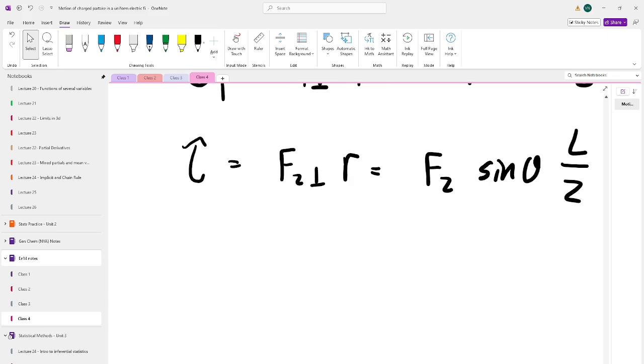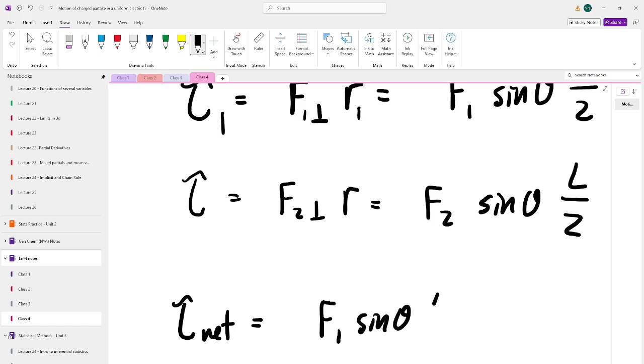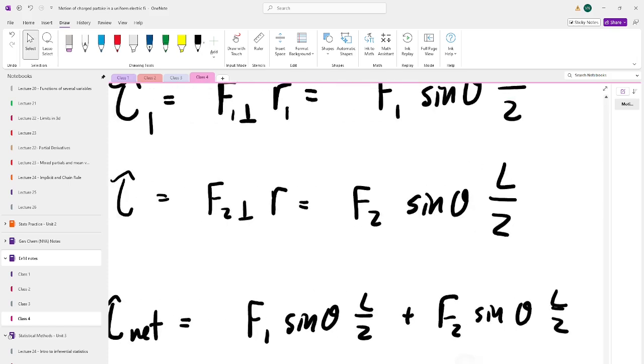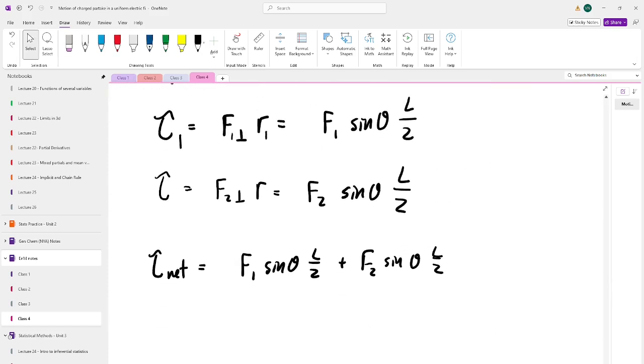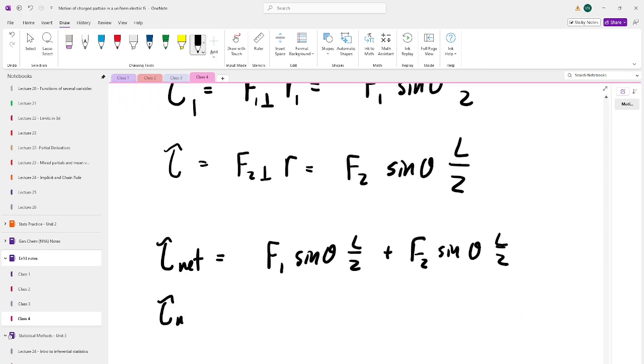So, if we calculate the net torque, so torque net, we get that it's equal to F1 sine theta L over 2 plus F2 sine theta L over 2. But of course, F1 is equal to F2, so we can simplify this equation. Let's call them both F. So torque net is equal to F sine theta, and then L over 2 plus L over 2 is just L. So you get FL sine theta when we add them both up.